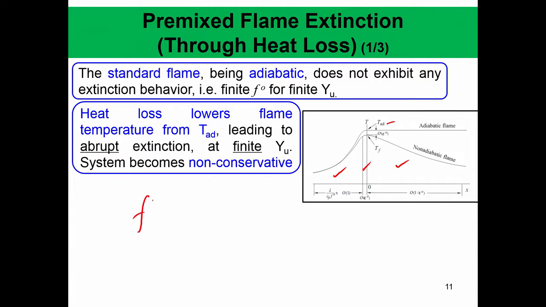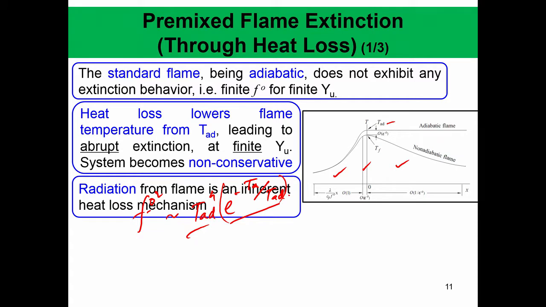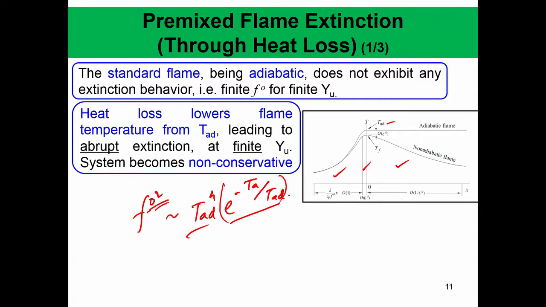So, if you remember, we obtained that F0 square is essentially T_ad to the power of 4 times e to the power of minus T_activation by T_ad. So, it has both Arrhenius dependence as well as power dependence. This Arrhenius dependence is actually very sensitive. So, if you perturb the flame temperature a little bit, your F0 square will be perturbed. And by that analogy, we can expect that the actual F will also be something like Tf to the power of 4 times e to the power of minus T_a by Tf, where this Tf is essentially this Tf.